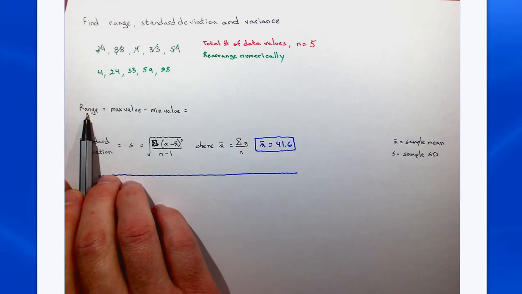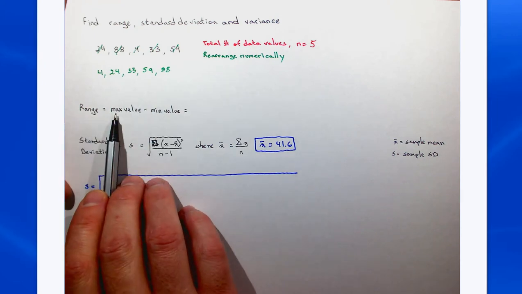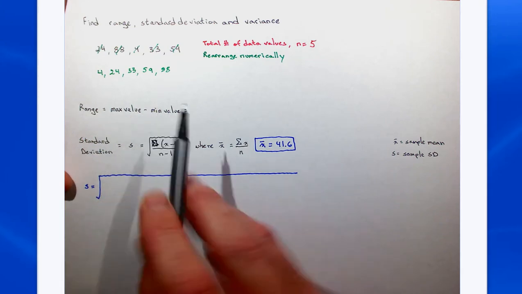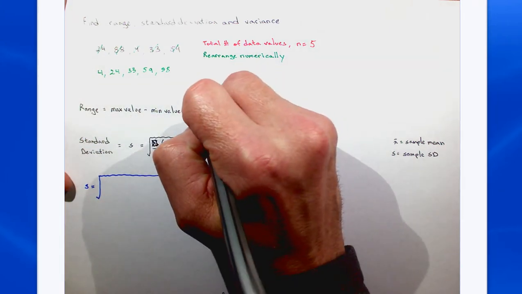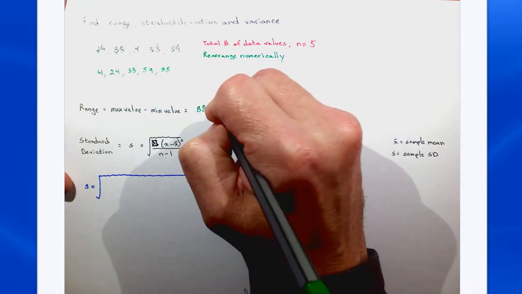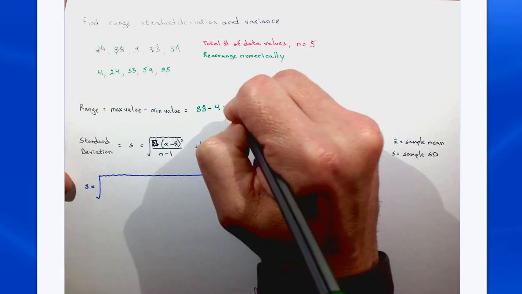So the first thing I want to do is I want to find the range. And the range is my maximum data value less my minimum data value. So I have my maximum, 88, minus my minimum, which is 4. And that will give me 84.